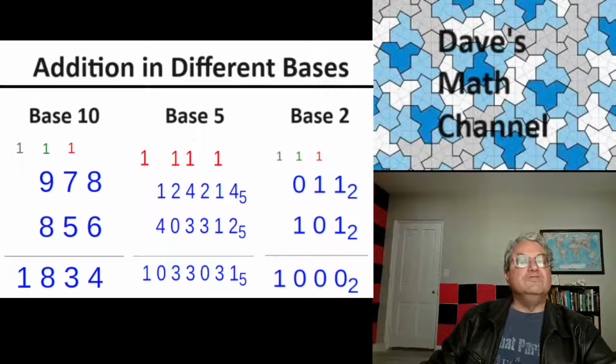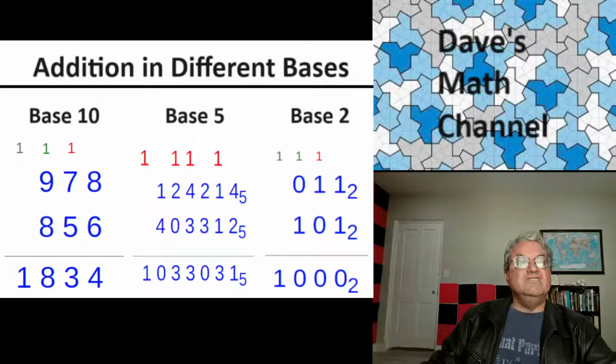The next column, 1 plus 4 is 5, which we write as 1, 0. So we write it as a 0, carry the 1, and then the last column is 1. Voila. 1, 0, 3, 3, 0, 3, 1 in base 5 is your answer. And same in base 2. I'm not going to go through the example in base 2, but you can do it yourself.